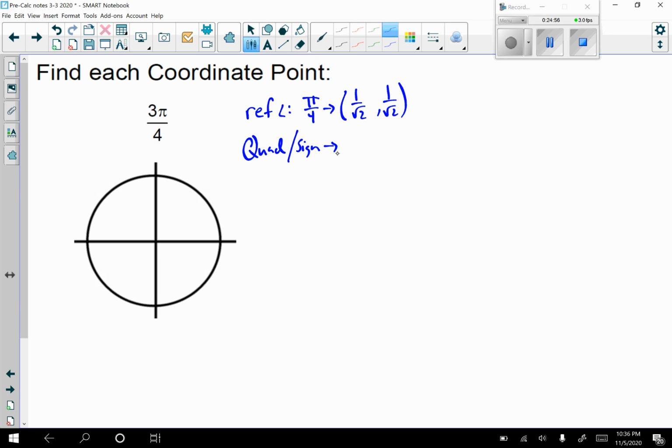3 pi over 4, let's see, 3 pi over 4 is less than 1 pi. It's 3/4 of the way around the first quadrant. We are in the second quadrant here. That is our 3 pi over 4. So quadrant 2 means negative x, positive y. Put those together: negative 1 over root 2, positive 1 over root 2. There's our coordinate point. Okay, refer back to the first coordinate work that we did in your notes up above to make sure you can grab those real easy and get used to these.